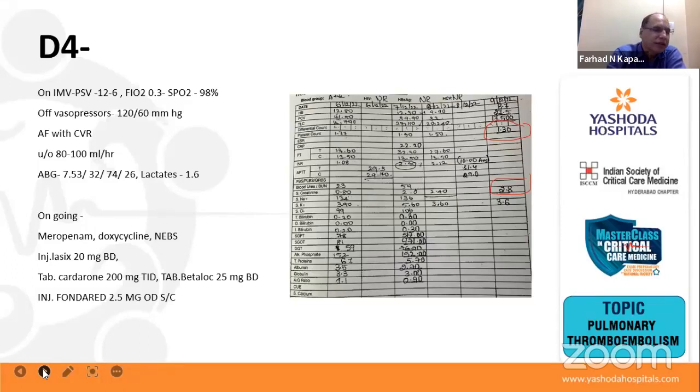Okay, continue. Day 4, she is off vasopressor support, maintaining BP of 120/60, AF with controlled ventricular rate, and urine output of 80 to 100 ml per hour, and ABG shows. Are we off the diltiazem drip now or not? Off. Yeah, we are giving intermittent BD Lasix, as you see.